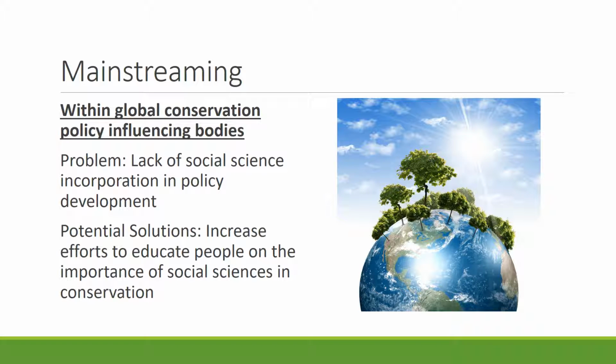Lastly, we need to focus on mainstreaming within global conservation policy influencing bodies. There is currently a lack of social science incorporation in policy development. The reason we need social science in policy development is that when you're looking at policy, we are not thinking about the science alone. Policy involves many different groups of people, and therefore we need to take an interdisciplinary approach to this development. A potential solution to this problem would be to increase efforts to educate people on the importance of social sciences in conservation.